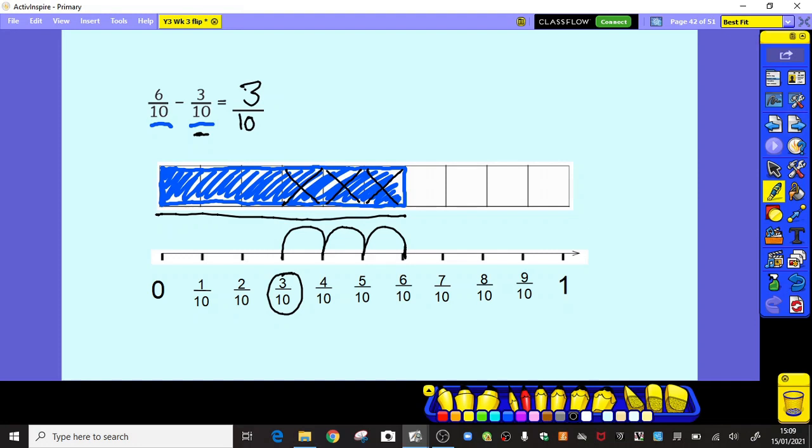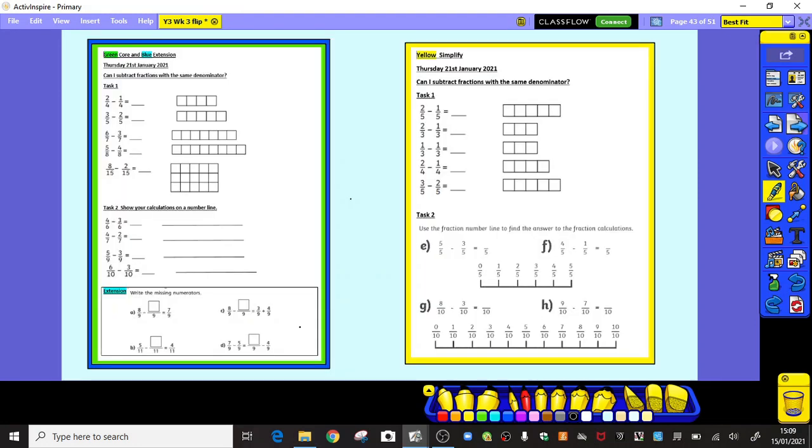Now today, you've just got 2 tasks to do. The first one is using bar models, and you can see here we've got the green and blue task on this side, the yellow task over here. Giving you some bar models to help with the calculation. And then task 2 is using the fractions on a number line to help you with the subtraction. And then my blue extension task, when you've completed the first green core task, is adding in some missing numerators to make the calculations correct.